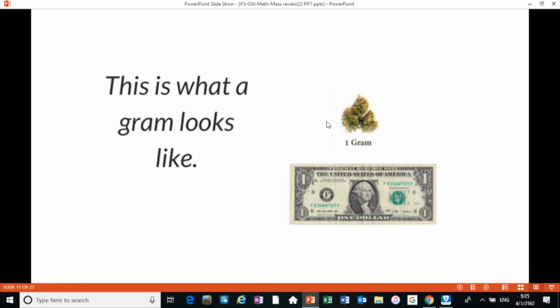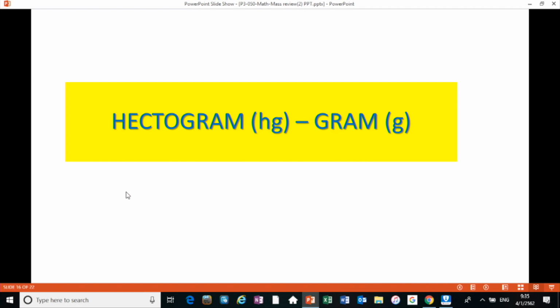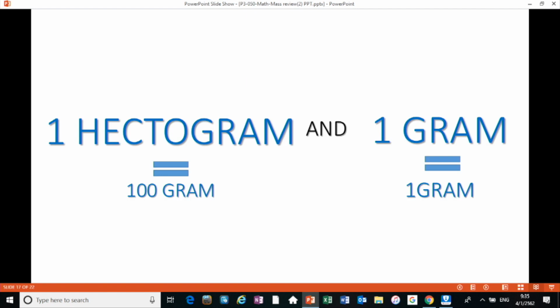This is what a gram looks like. It's the smallest amount of weight, like a little piece of paper or a little flour. The smallest weight, 1 gram. You can hardly feel it. If it was on your hand, you might not feel it at all. So let's have a look more, hectogram to gram. Remember, 1 hectogram, 100 grams. See, 100 grams, 1 hectogram.